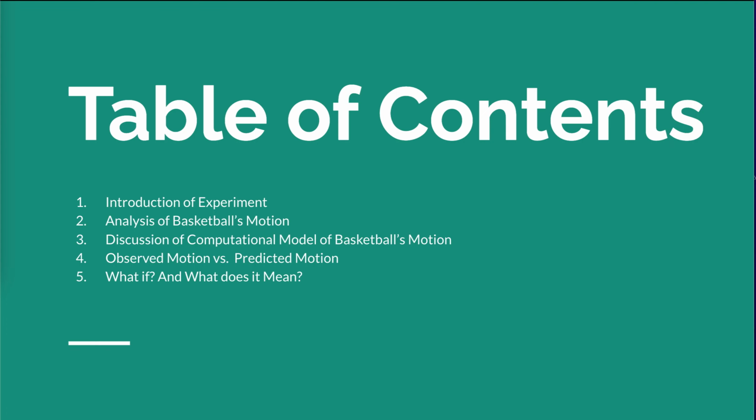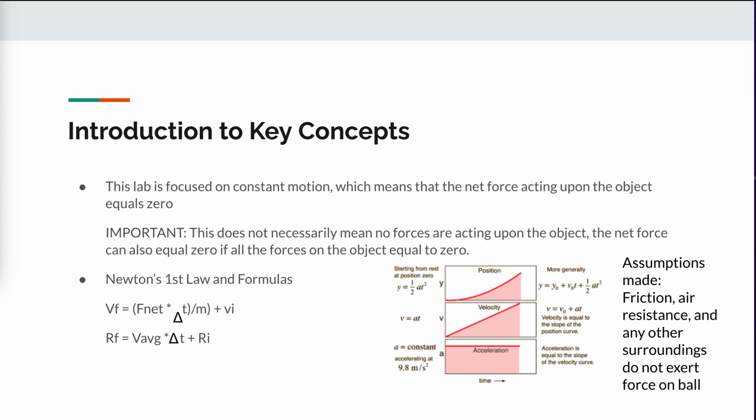So we're going to start with the table of contents. We're going to first introduce the experiment and the important concepts we need to understand before talking about the experiment. Then we're going to talk about the analysis of the basketball's motion, discuss the computational model I constructed based upon the analysis of the basketball's motion, then discuss observed motion versus predicted motion, and finally answer two essential questions proposed in the lab's instructions.